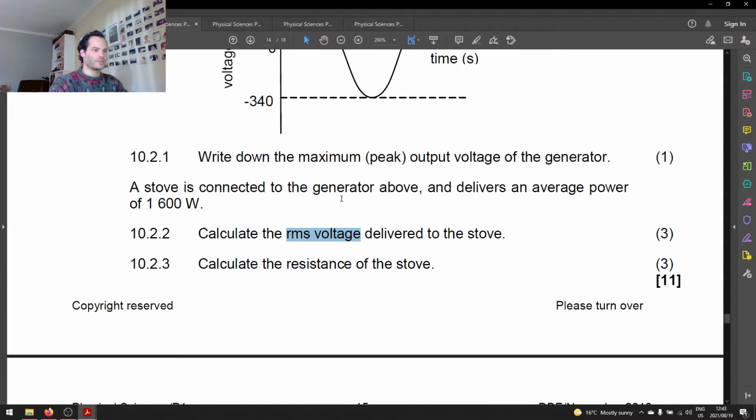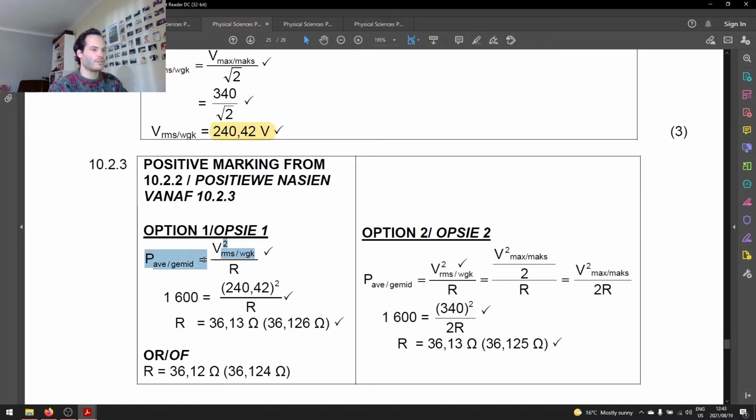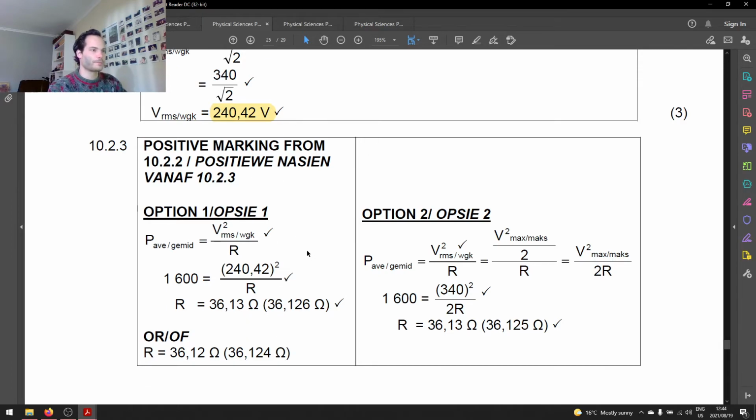Then we go on to 10.2.3. They say calculate the resistance of the stove. I've got the power and I've got the RMS voltage. We've got an equation there: P average equals V squared RMS divided by R. It's just my power equation. All right, and I must use average power with RMS voltage. So I just substitute that in. 1,600, that's given to me. The 240.42 is what I just calculated as my VRMS, and therefore my resistance is 36.13 ohms. I just solve that equation there. All right.